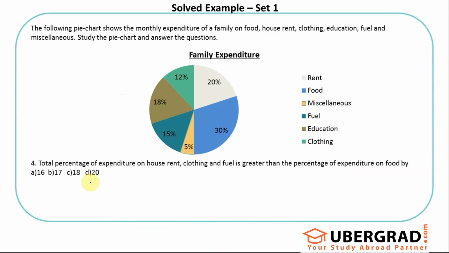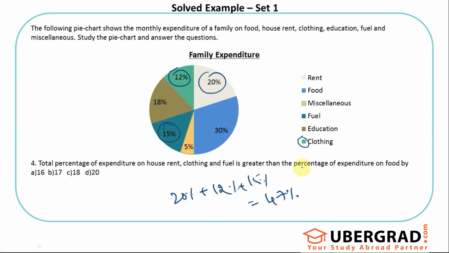The last one: the total percentage of expenditure on house rent, clothing, and fuel is greater than the percentage of expenditure on food by. So, what is the total percentage of expenditure on house rent, clothing, and fuel? House rent 20, clothing is this color, so that's 12, and fuel is this 15. What is this? 32 plus 15, 47%. And food is 30%.